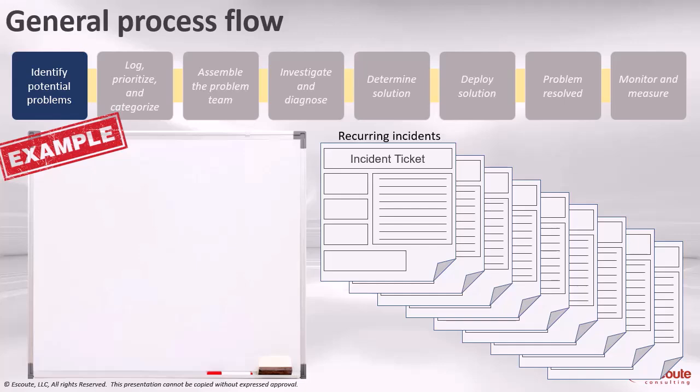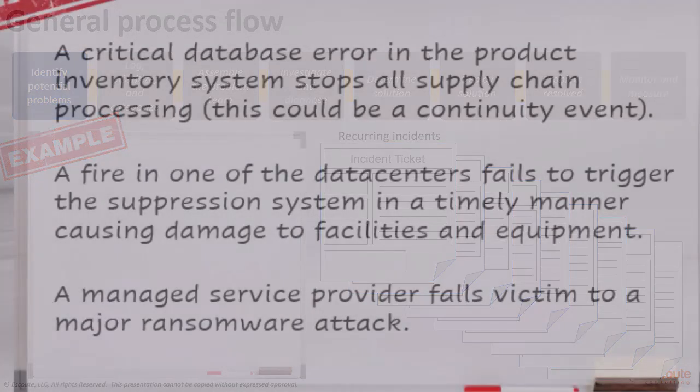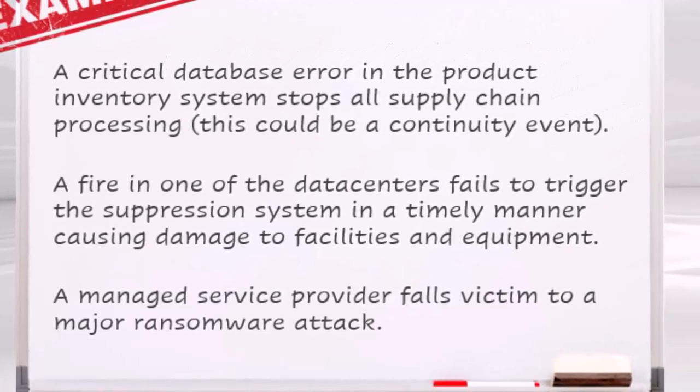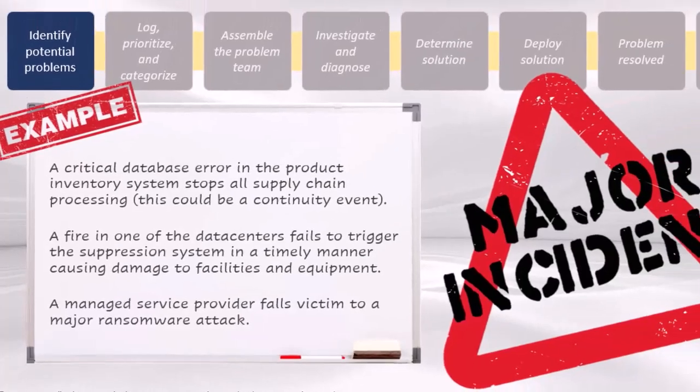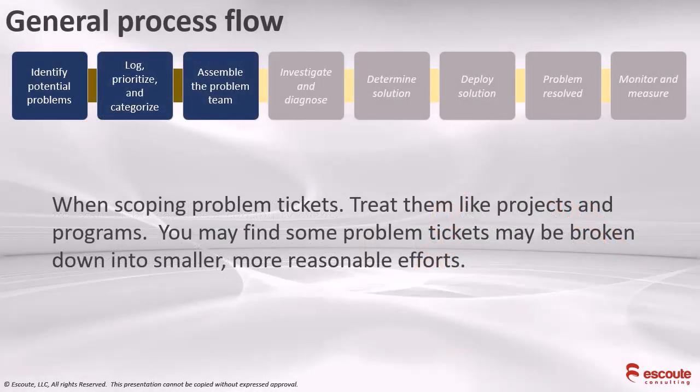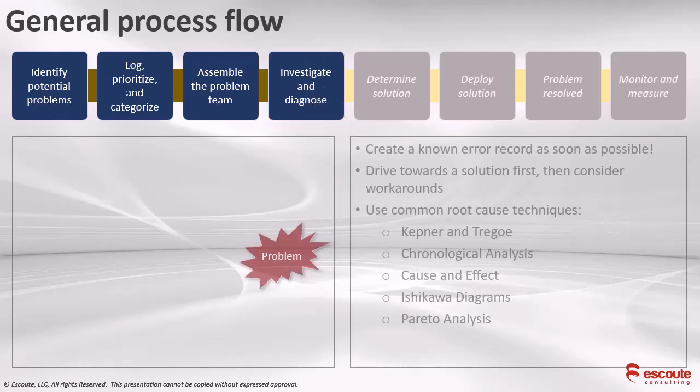By the way, this is one of the reasons why we categorize incident tickets, so we can look at, for example, a managed service provider falls victim to a major ransomware attack. I would say it's a good idea to understand the root cause and try to reduce the likelihood and the impact of those major incidents coming up. Again, projects.